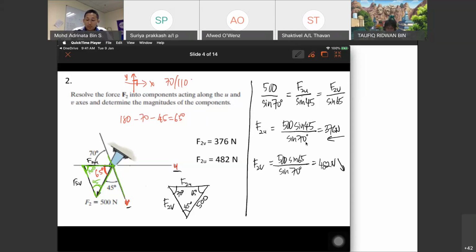Okay, so F2U, F2V. So salah notation itu. Okay, boleh. Senangkan. Nanti kita buat yang number 1.